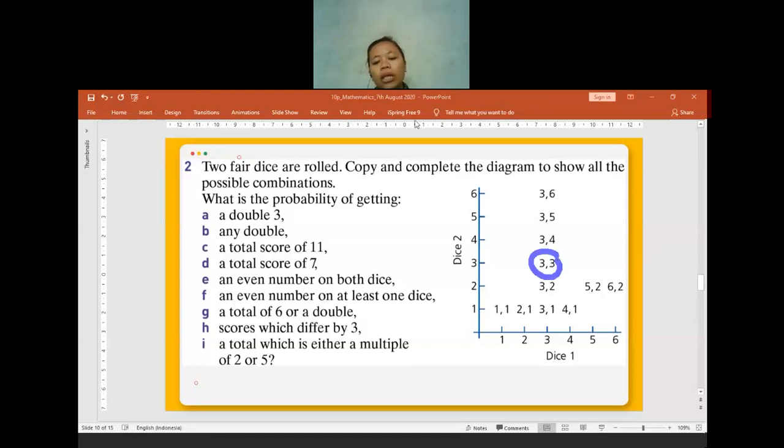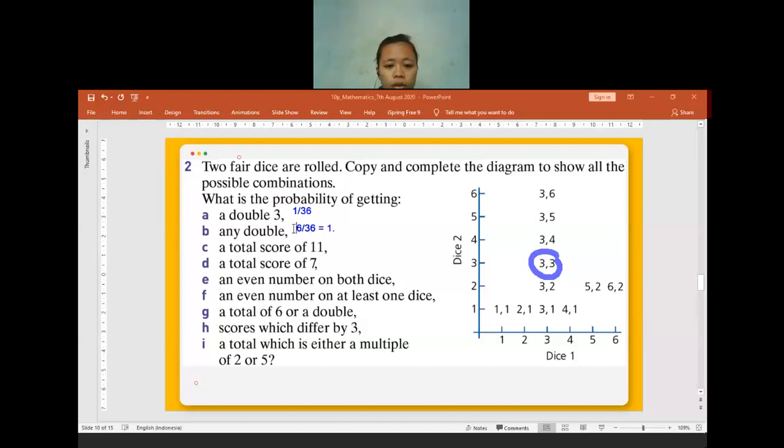So what is the probability? 1 out of how many? 1 out of 36. Okay, thank you. Is there anyone who has difficulties or is getting confused? Hello? No? Okay, if no one is confused, now for question B, any double. What number will be doubling? 6. Yeah, 6 out of? 36, 1 by 6. Okay, thank you.